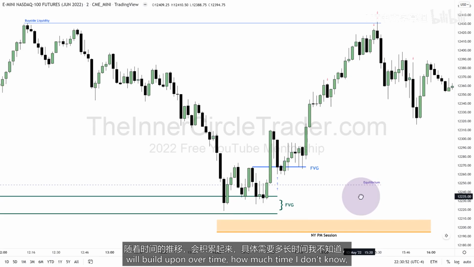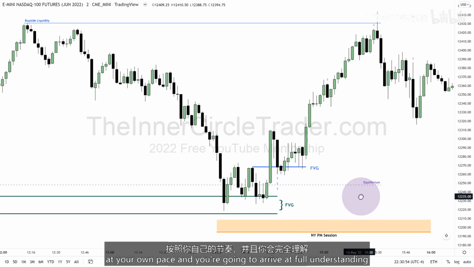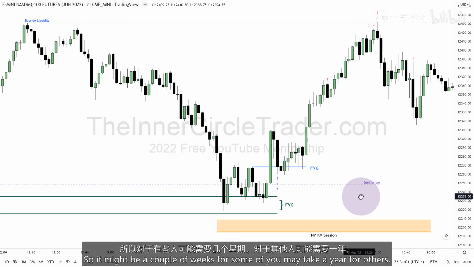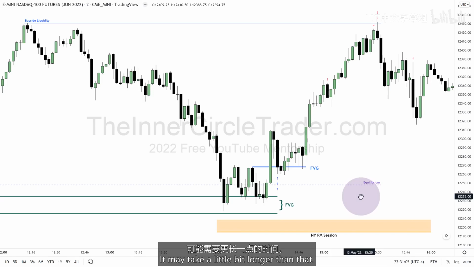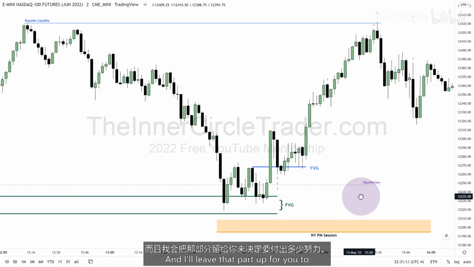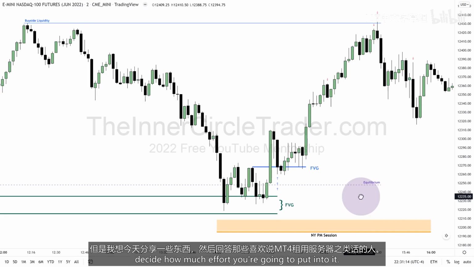Over time, how much time? I don't know. All of you are going to develop at your own pace, and you're going to arrive at full understanding right on time. So it might be a couple weeks for some of you. It may take a year for others. It may take a little bit longer than that. It depends on what you pour yourself into by doing it. And I'll leave that part up for you to decide how much effort you're going to put into it.